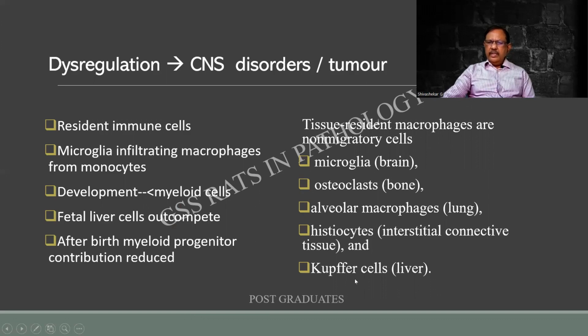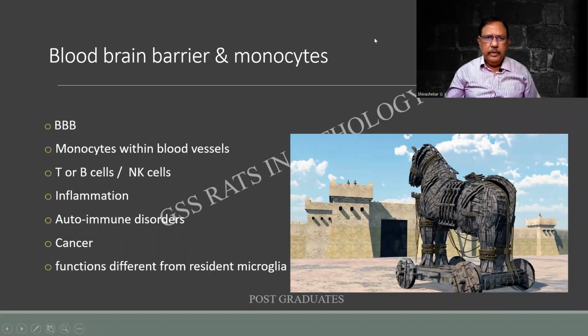And this is just a list of the cells where they are non-migratory. So in the brain, bone, lung, etc., you can have macrophages which are non-migratory. The blood-brain barrier and the monocytes. The brain is not a very easy site to reach. And how do the monocytes go there? There is a blood-brain barrier. They have to go through the blood vessels.